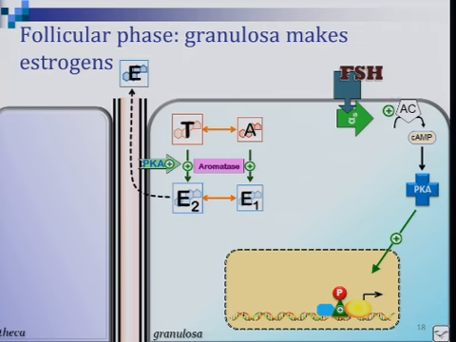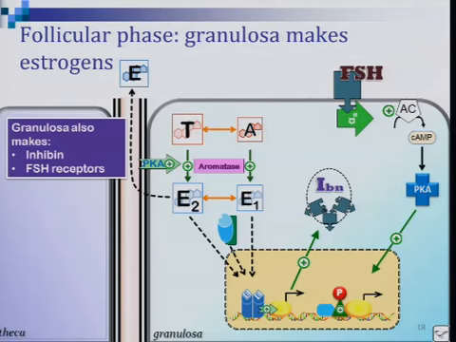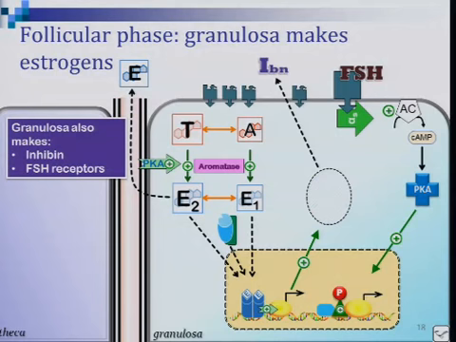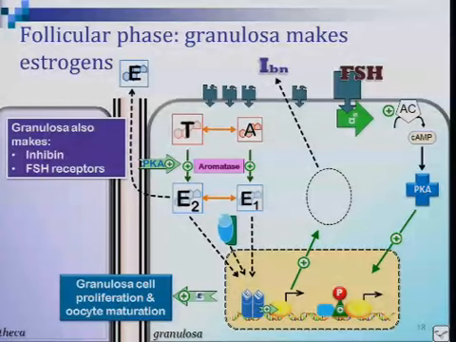These estrogens, E2 and E1, circulate in females. They also combine with the estrogen receptor to induce a transcriptional program that leads to synthesis of inhibin and more FSH receptors. That's important. So what you end up getting is the inhibin is secreted and the FSH receptors start to accumulate on the surface of the follicles. Estrogen also causes granulosa cell proliferation and oocyte maturation.